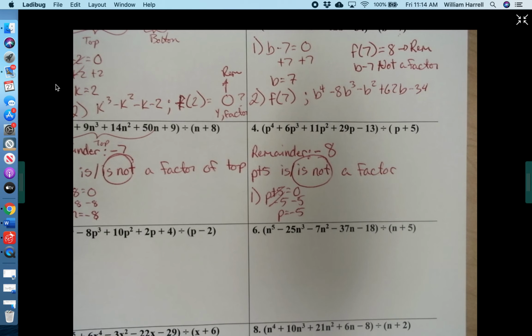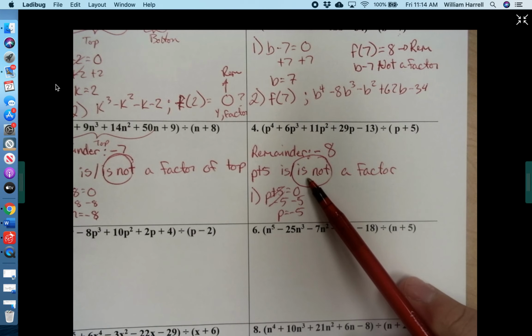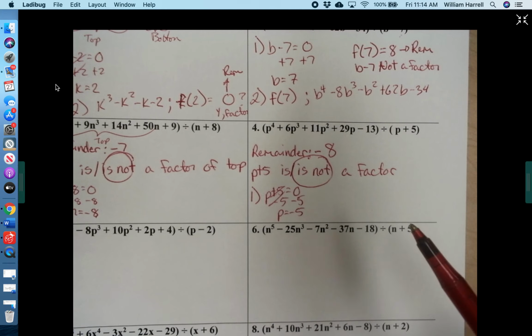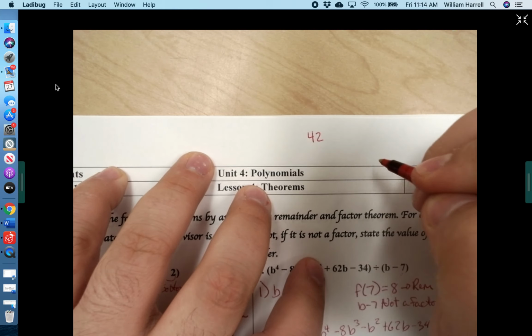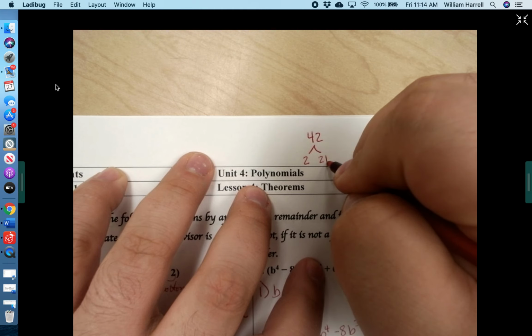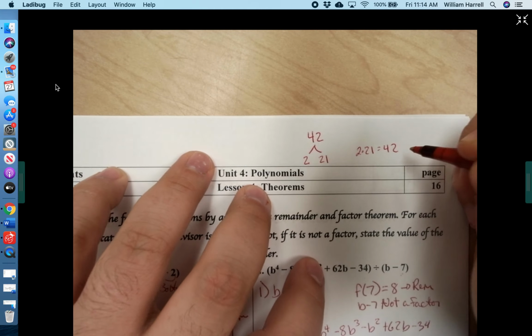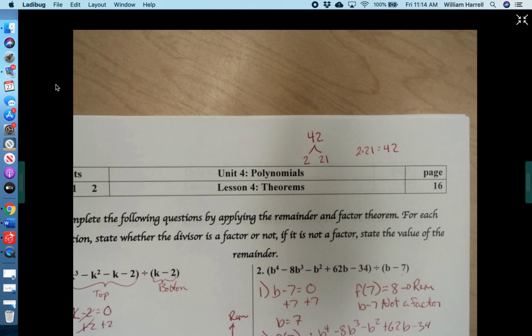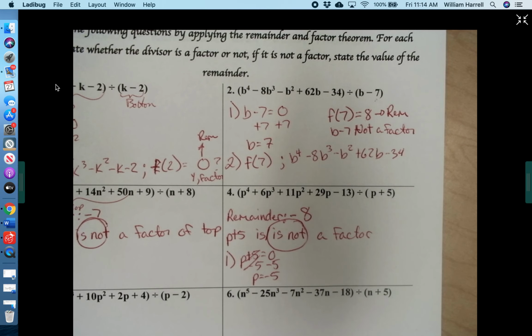Again, key takeaway here. If your remainder is anything other than 0, it's not a factor. Okay, because I have stuff left over. If I ask you to tell me factors of 42, some of y'all say 2. Okay, well, if I do a factor tree, 2 times 21 equals 42. There's nothing left over. It goes into it perfectly with nothing left over. So there's no remainder.